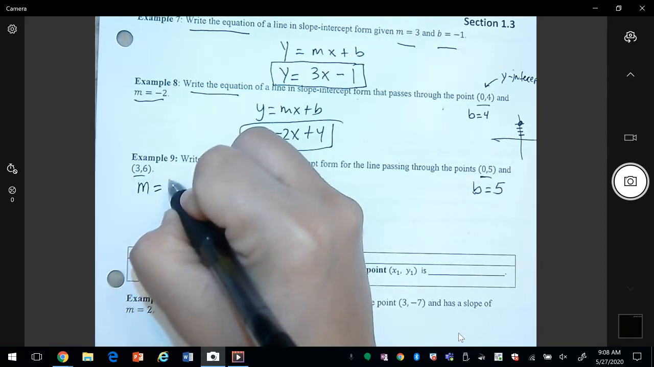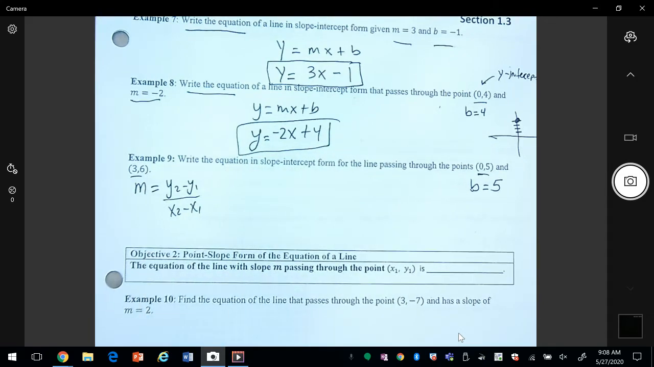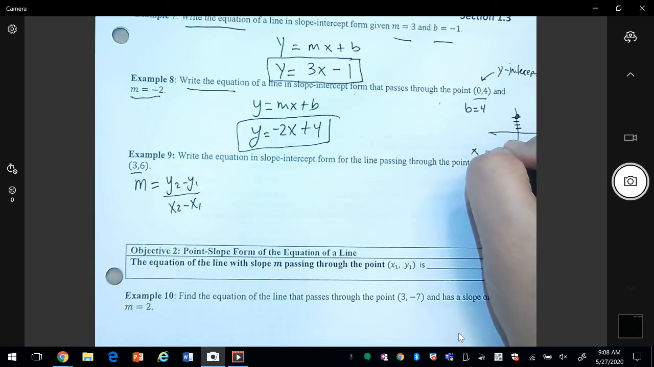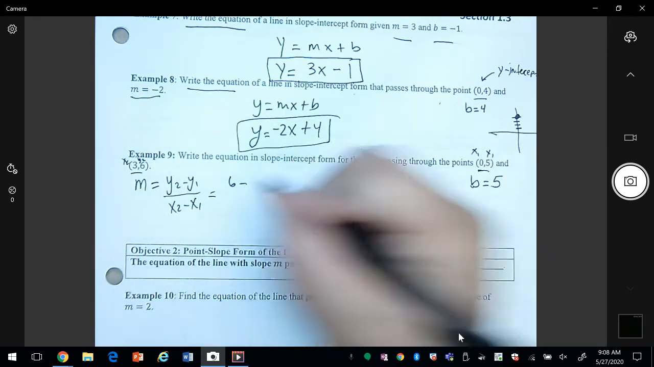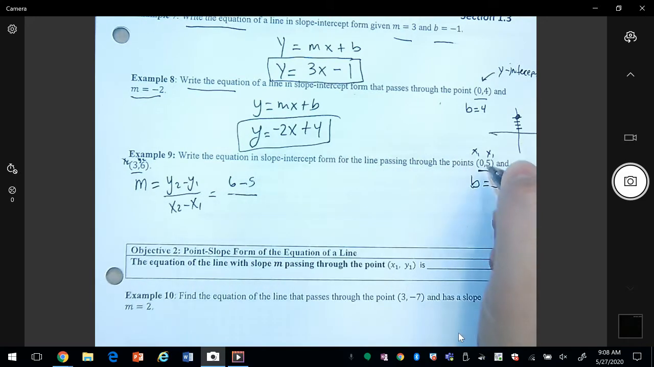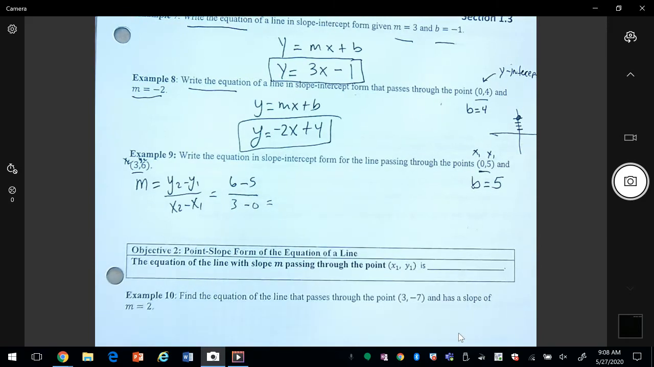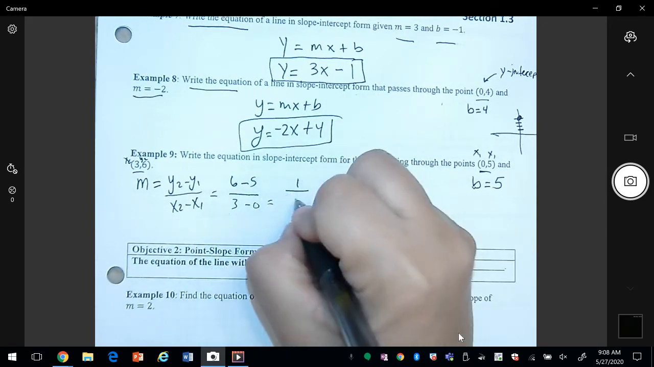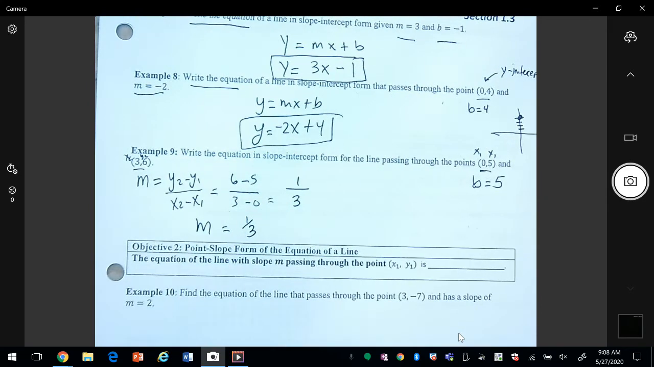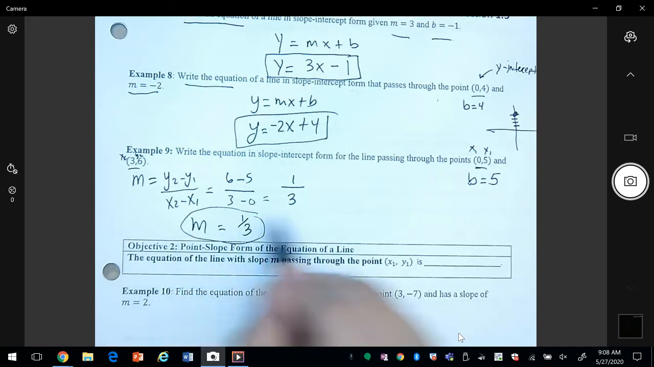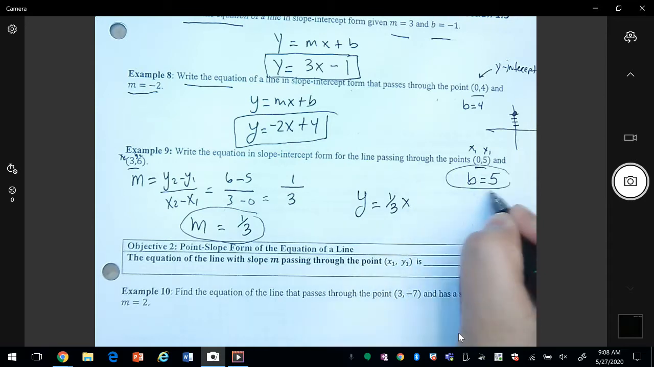In the last video, we discussed how to find the slope. We can use the formula here. And so I'm going to call these x1, y1, x2, y2. So my y2 here is 6 minus 5 divided by 3 minus 0. So 6 minus 5 is 1. 3 minus 0 is 3. So my slope is 1/3. So I have the two things that I need, the slope and the y-intercept, so I can plug that in. m is 1/3 and b is 5.